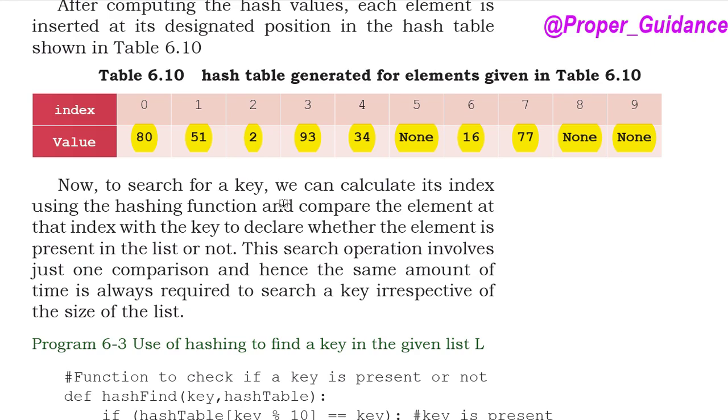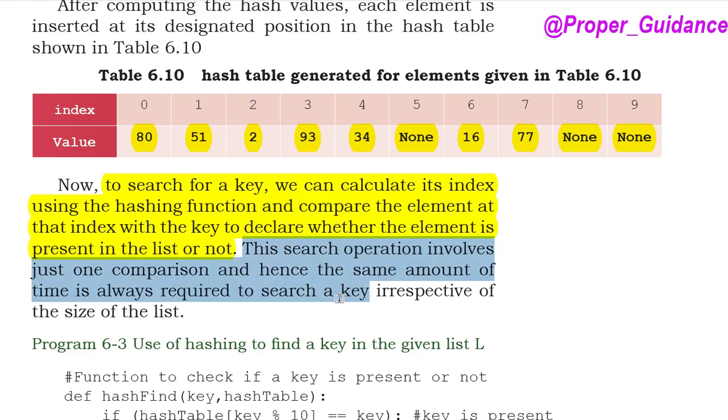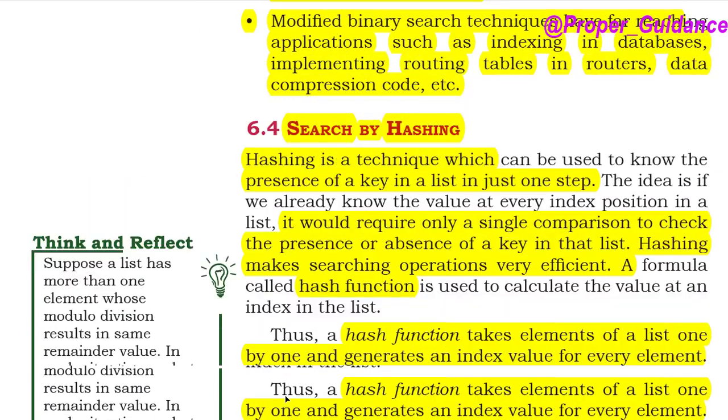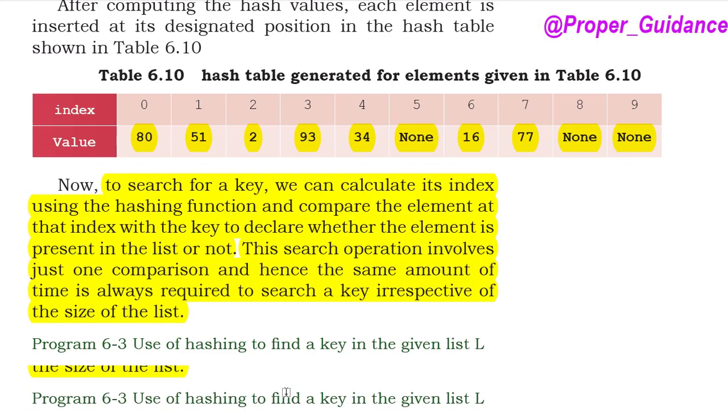Okay, now to search for a key, we can calculate its index using the hashing function and compare the element at that index with the key to declare whether the element is present in the list or not. This search operation involves just one comparison and hence the same amount of time is always required to search a key irrespective of the size of the list. So this is the advantage of hash table and searching by hashing, this is the main advantage. Same time will be needed here.